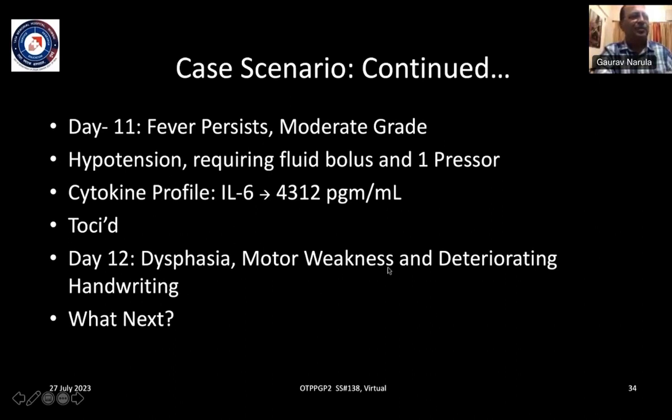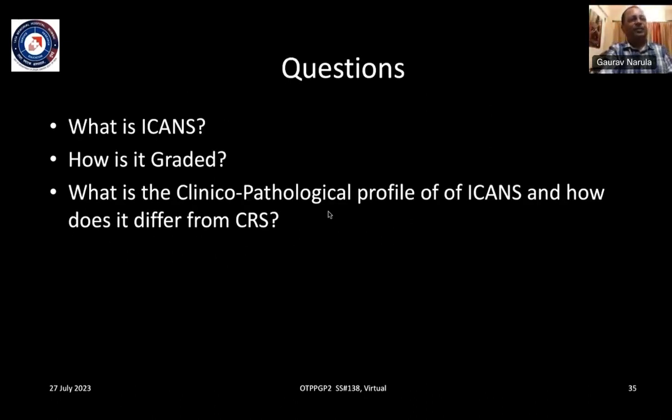The patient gets tocilizumab. But by the next day, he developed dysphagia, motor weakness, and deteriorating handwriting. So what is happening now? Neurotoxicity. The patient has developed neurotoxicity. But what happened to the fever? The fever resolved very rapidly. Within a few hours of giving the tocilizumab, fever, hypotension, everything got corrected. But by the next day, we are seeing dysphagia and motor weakness and neurotoxicity.